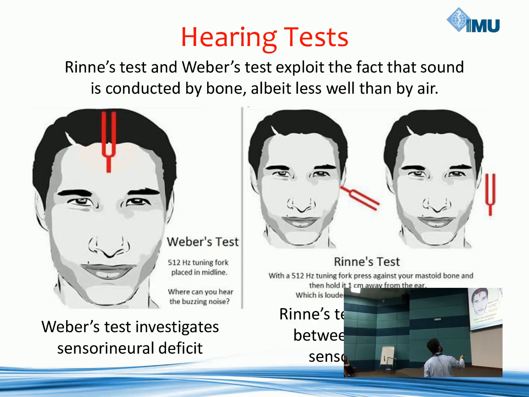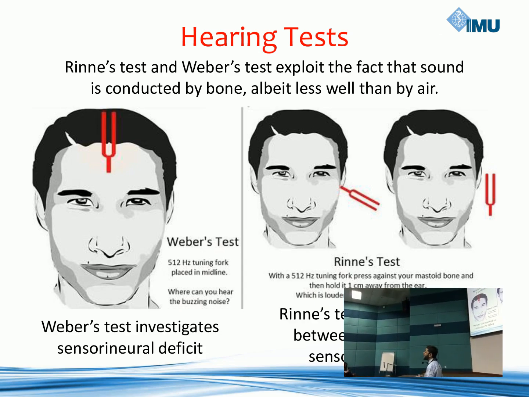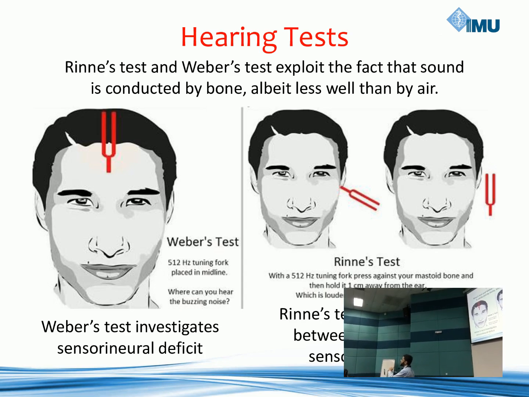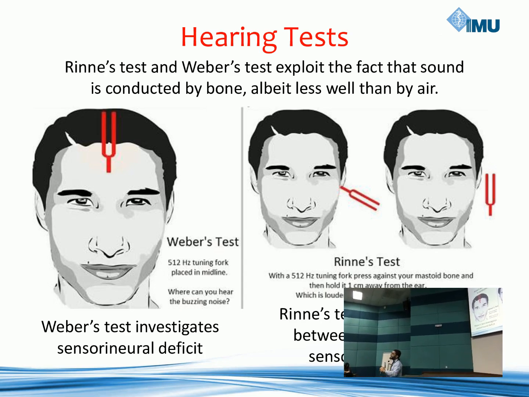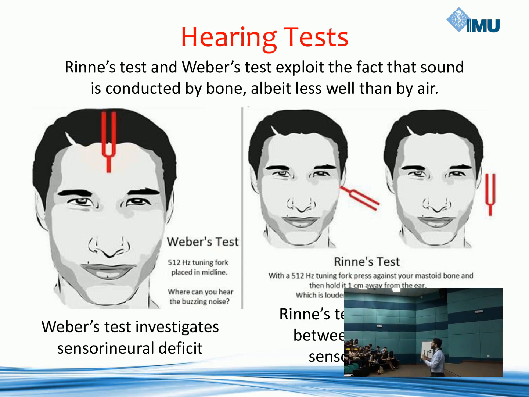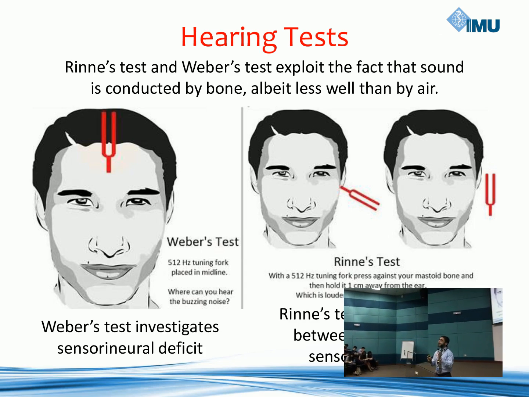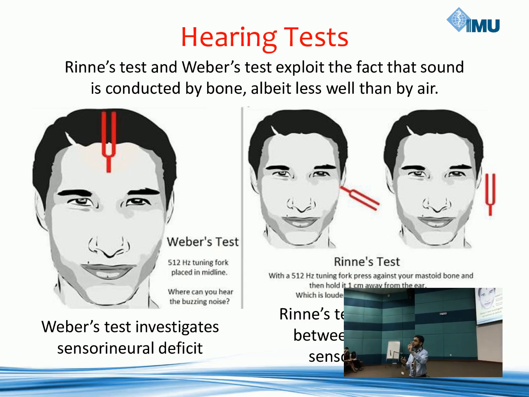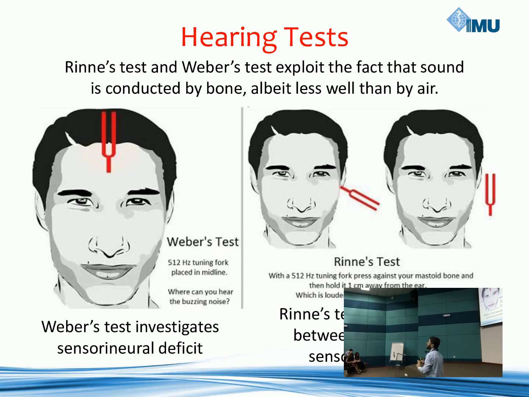In case of Rinne's test, you are comparing air conduction against the bone conduction. Now, air conduction is always better than the bone conduction. Alright? So, normal Rinne's test result will be air conduction better than the bone conduction. There are two ways to do this.